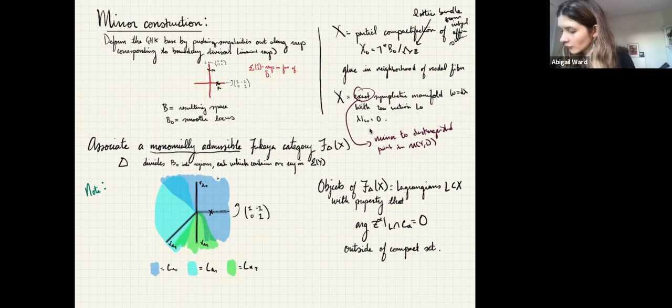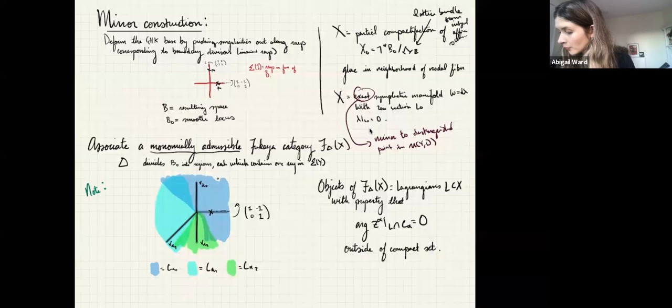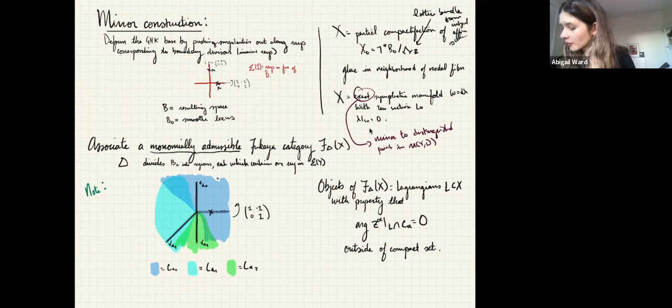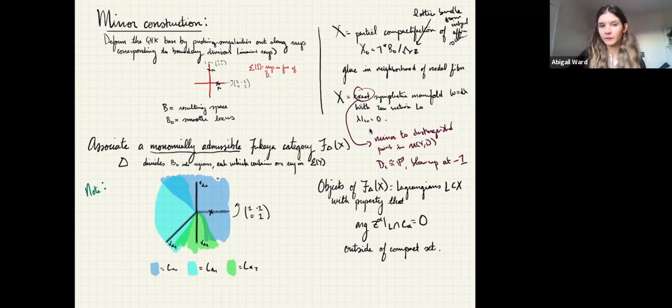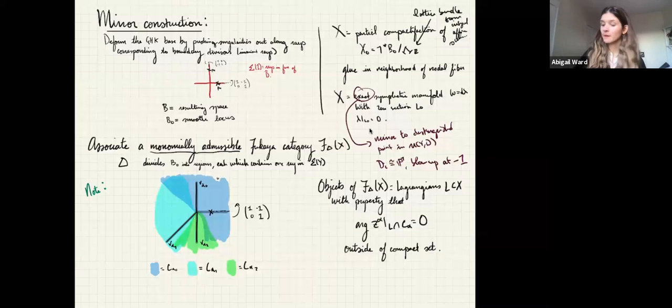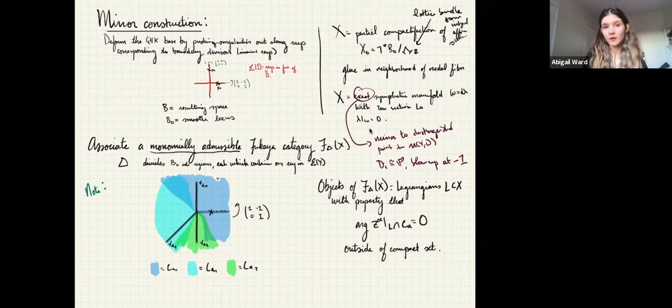And so for example, maybe I want to say that there's a canonical isomorphism for each DI with P1, and then I want to blow up at negative one. So for example, for C squared, I would blow up at the point. If I wanted to blow up a point on the divisor X equals zero, I would blow up X equals zero, Y equals one. Okay. And then what I can do with that mirror space is associate a monomially admissible Fukaya category.